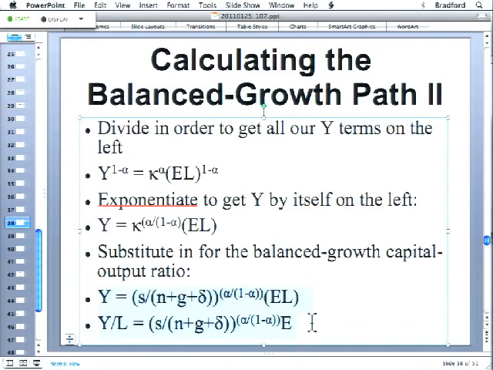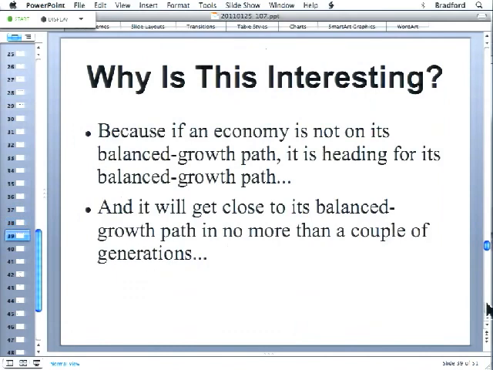So now we can do a bunch of calculations about where the economy is and is likely to be over time. We can take our numbers for what the S, N, G, delta, alpha, and E are at any one point in time, and that'll tell us the level of output per capita. And we also know how most of these quantities are behaving over time.